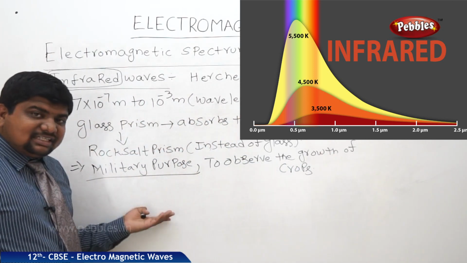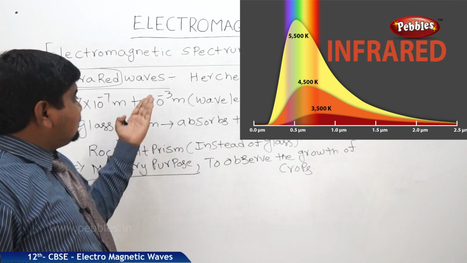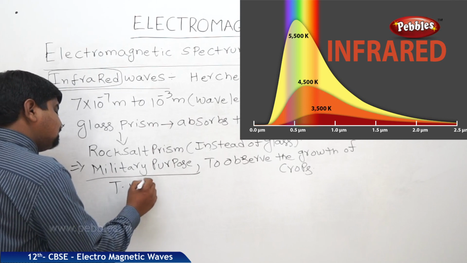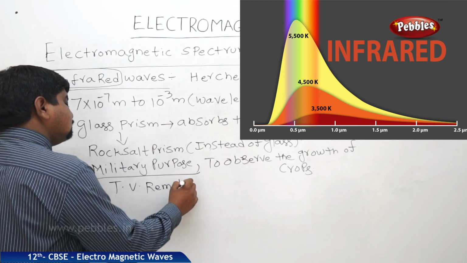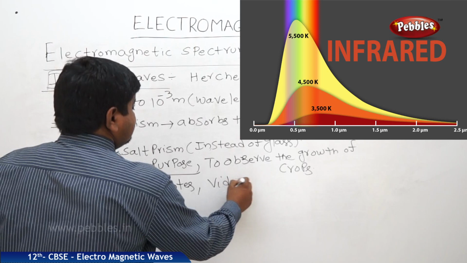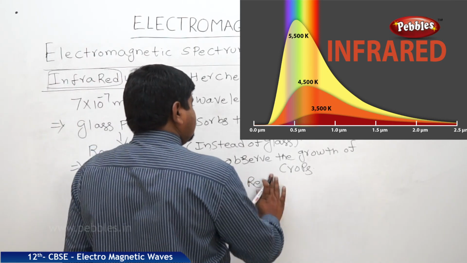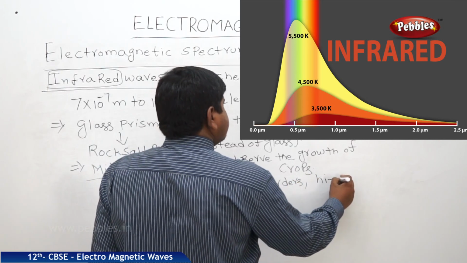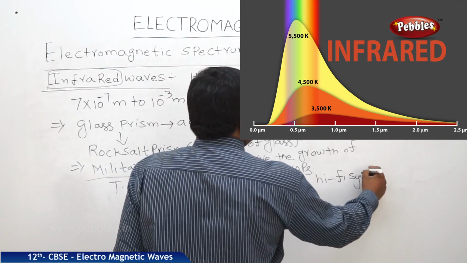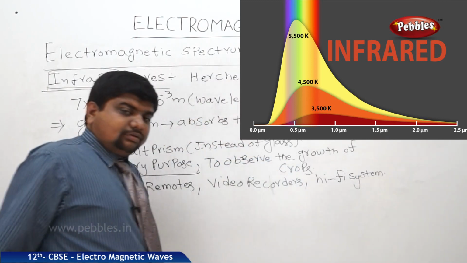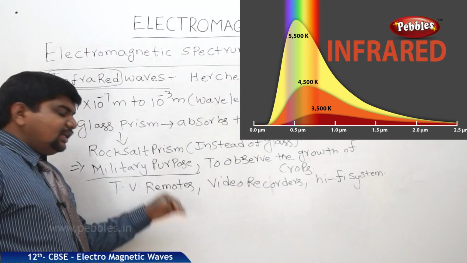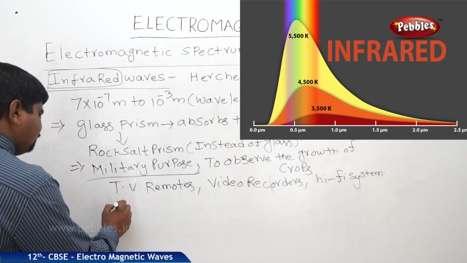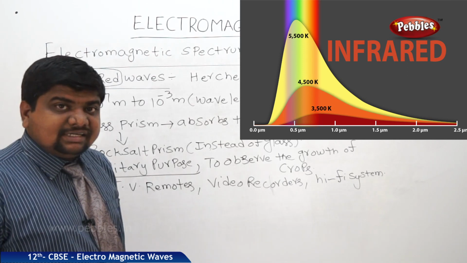And many electrical devices which we use for household purposes also contain infrared waves of less intensity. Best examples: TV remotes, video recorders, hi-fi systems. These are all the uses of infrared waves. So infrared waves have the best heating effect. That's why they are useful in therapeutic surgeries in medicine also.